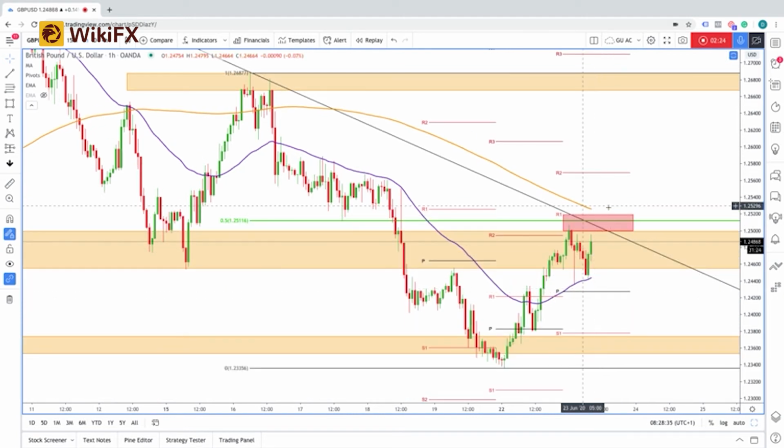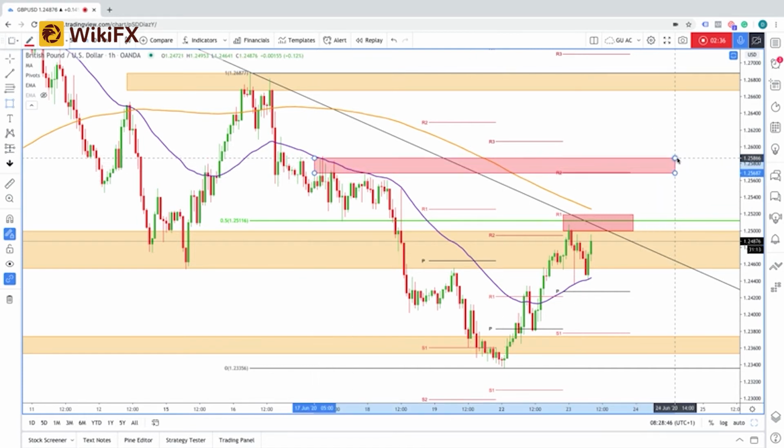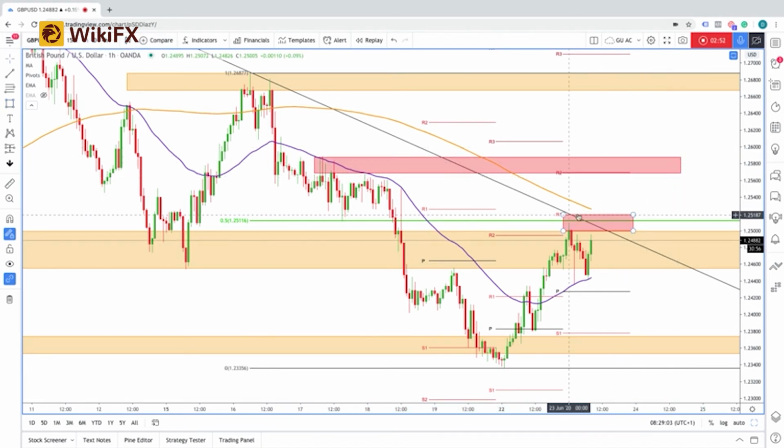Now, if price does break above this level and we start to see a lot more sterling strength come into the market, then the next key levels to watch will be around this region here, which also ties in with R2. This level ranges from around 125.65 to around 125.90, just below that 126 region, and that's a level that I would expect buyers to push the market to if price breaks above this trend line, breaks above R1, and also breaks above the 200 simple moving average.